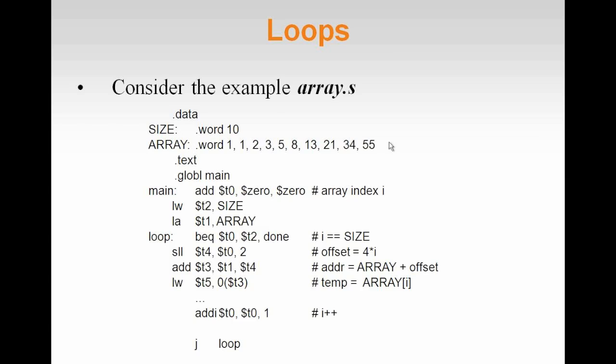So that's the array of words. And the variable size is set to 10, and that gives us the size of the array. So how can you write a loop that would go through all the elements inside the array? You can think of a for loop as an example.